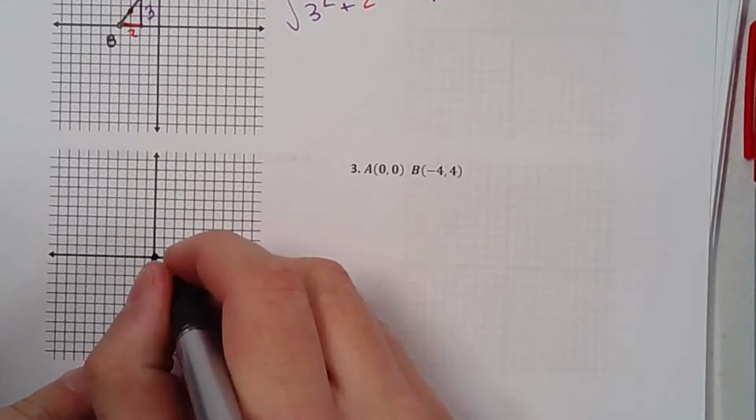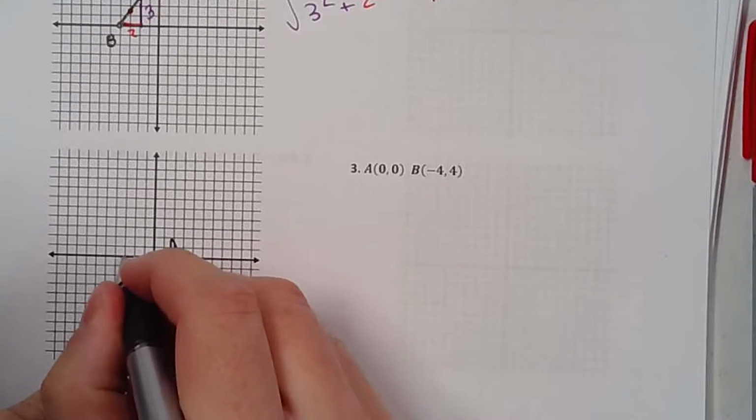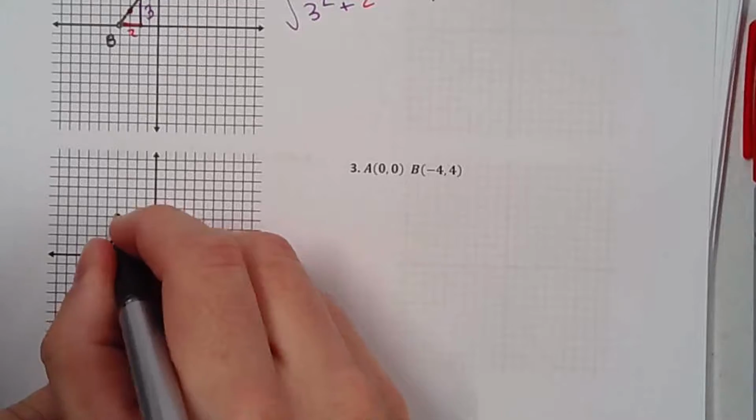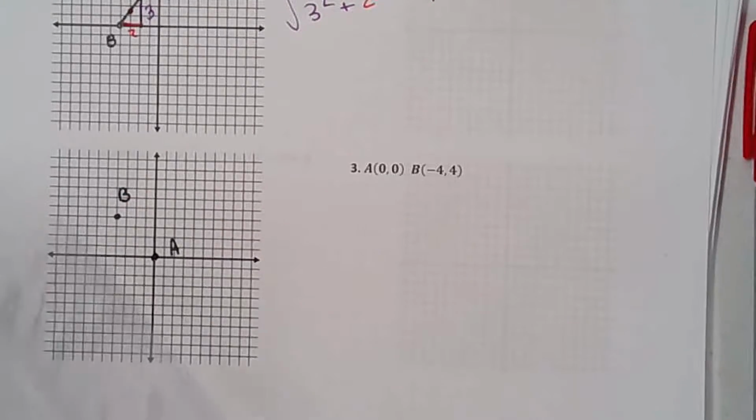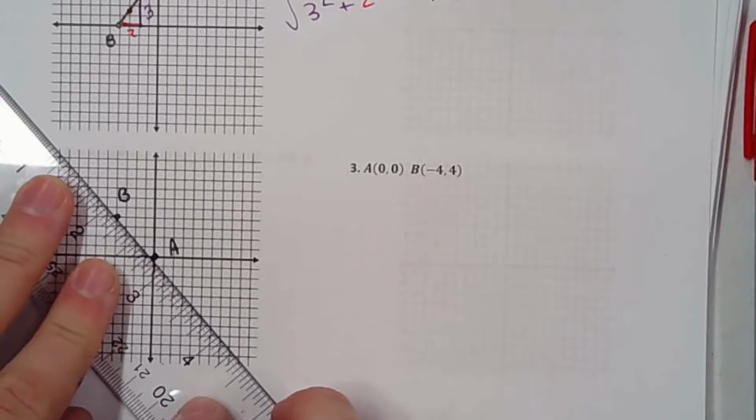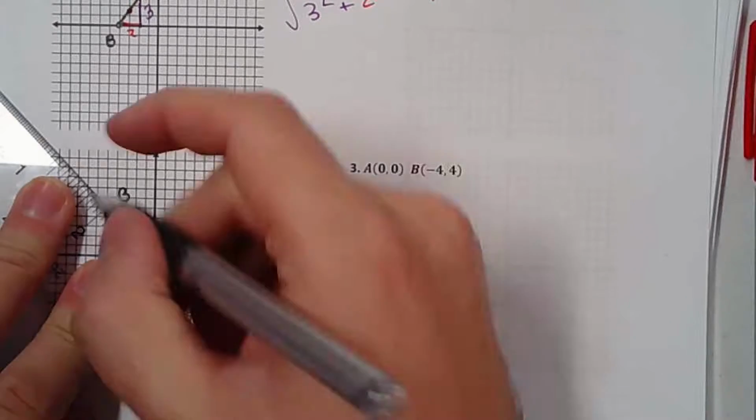All right. A is at 0, 0. That's the origin. And B is at -4, 4. 1, 2, 3, 4. Up 1, 2, 3, 4. There it is. There's B. We draw our line as best as we can.